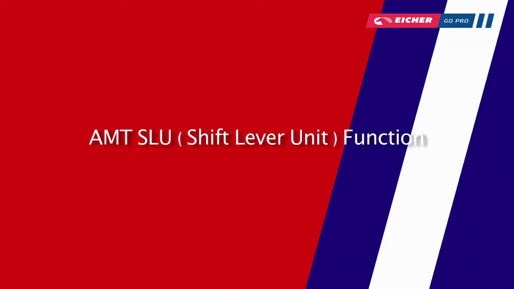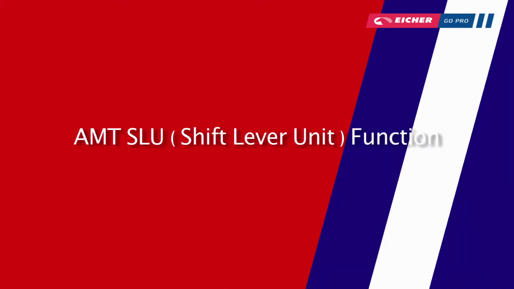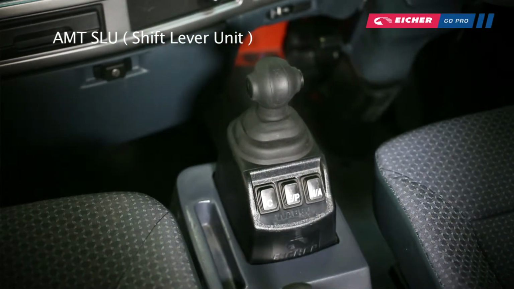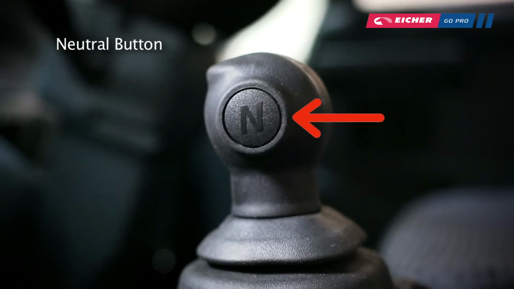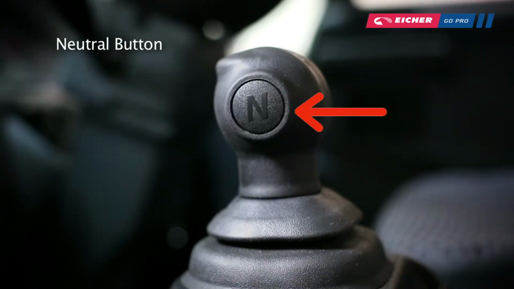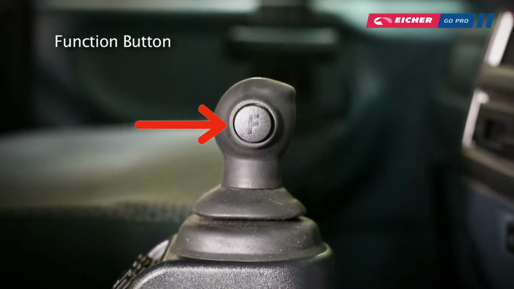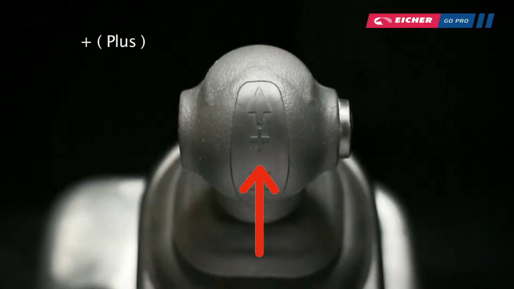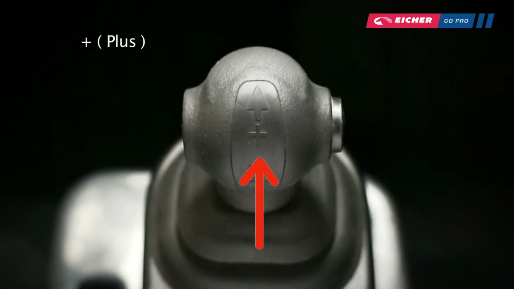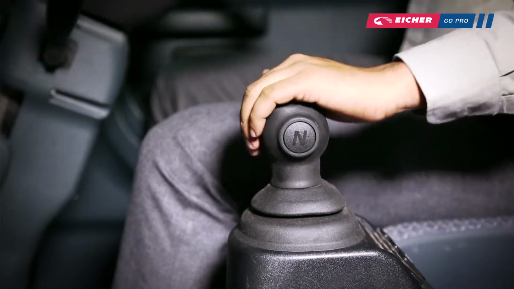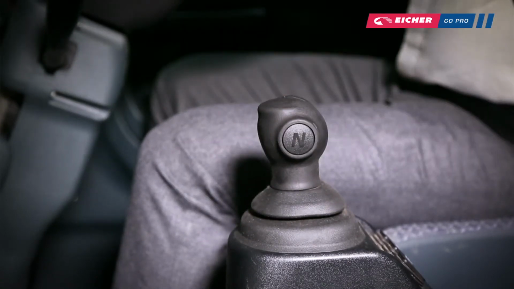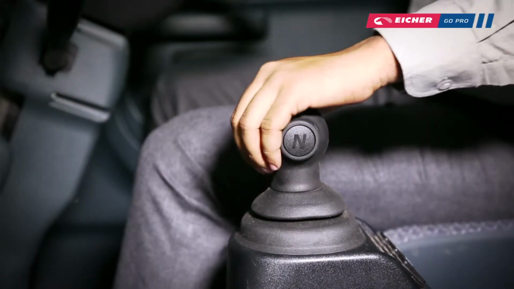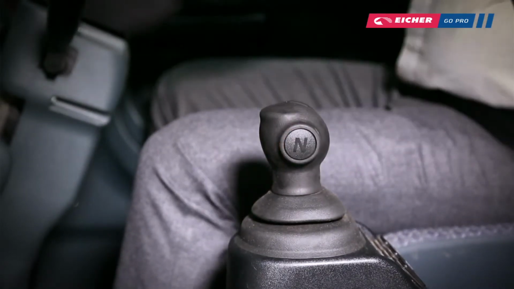AMT SLU, Shift Lever Unit function. The AMT SLU consists of 4 main buttons. 1. Neutral button. Brings the vehicle to neutral. 2. Function button for launching the vehicle the first time. 3. Plus. The lever can be tapped in the forward direction to select forward gears. 4. Minus. The lever can be tapped in the backward direction to select down gears.